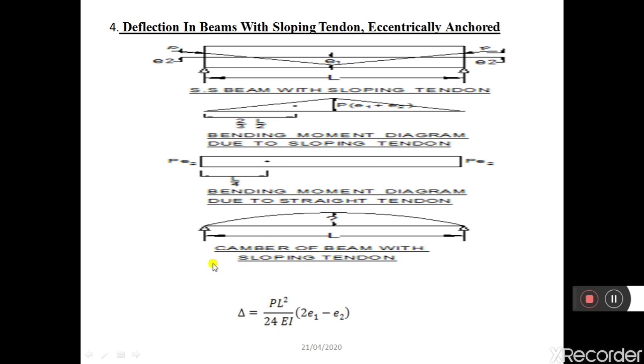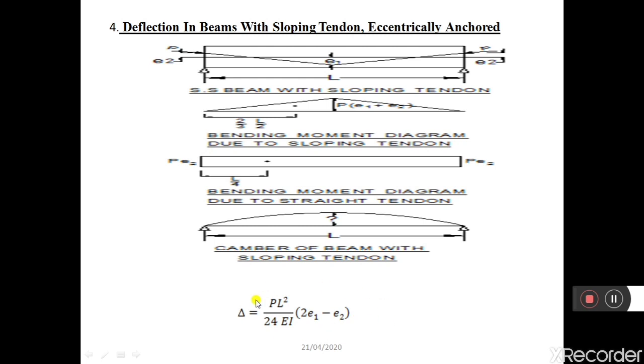So if I want to calculate the deflection, then this is the formula. Delta is equal to P L square by 24 EI into 2 E1 minus E2. So this formula is obtained. This formula is obtained by taking the moment of the area of 50% of the span about the support of this bending moment, and taking the moment of area of 50% of the span about this support. So adding this both, you will get this final equation.